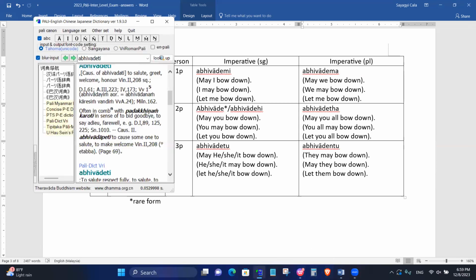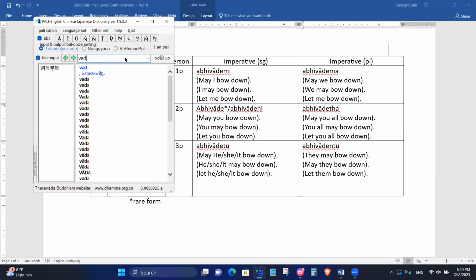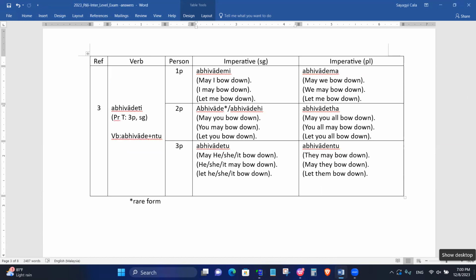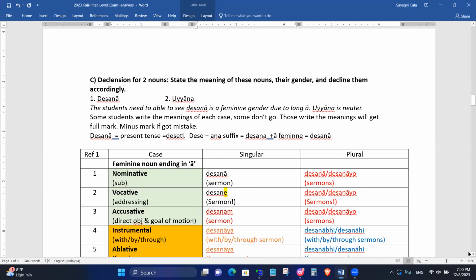So how about this, vandati? Okay. What's the root word? To say. Yeah, to speak. But here, it should not mean saying. But it's okay. We just take it as bow down, or the other meaning will be like salute, homage, worship, also can. Honor. Pay homage, yeah. Just as long as you understand the meaning, like respect the Buddha, it's okay. All right? So no question.